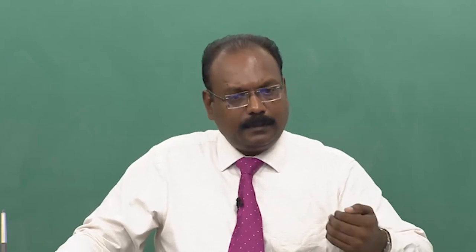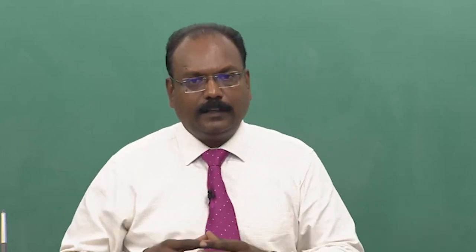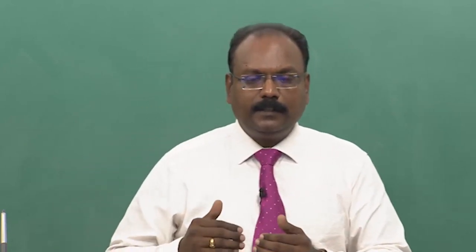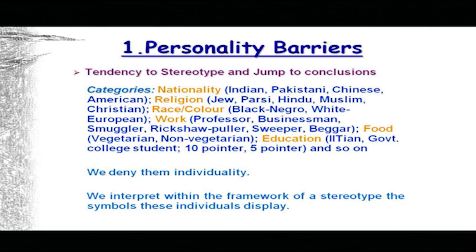It happens under various categories: nationality, so Indians, Pakistani, Chinese, American, so different people think that they are behaving differently. Religion wise, Jew, Parsi, Hindu, Muslim, Christian. Race, color, black or Negro, white, European. And then we have brown, which are Indians, and then yellow, the South Asians. In terms of work, again we have stereotypes: professor, businessman, smuggler, rickshaw puller, sweeper, beggar.